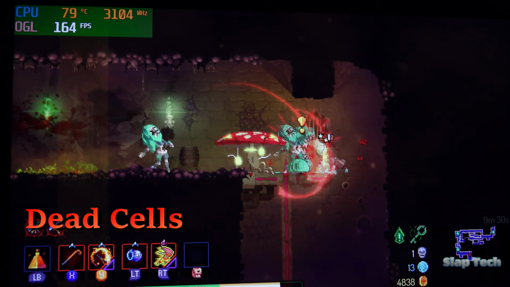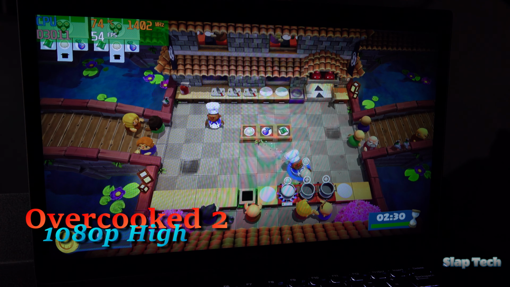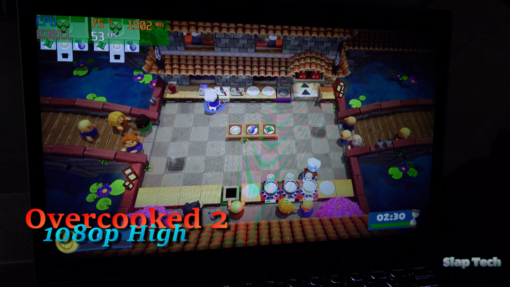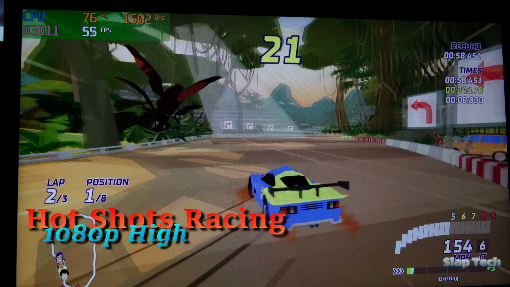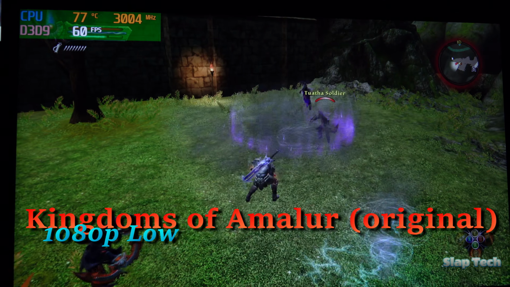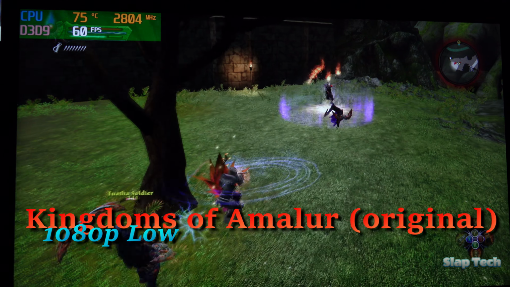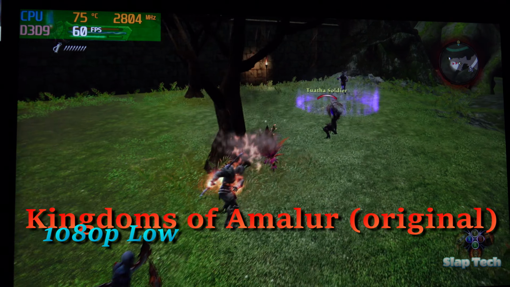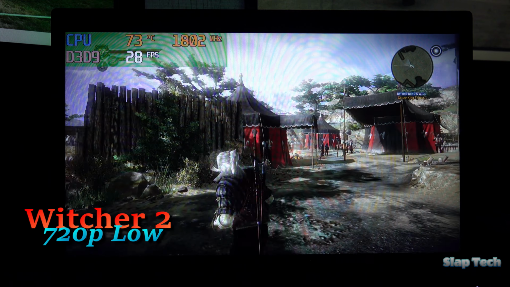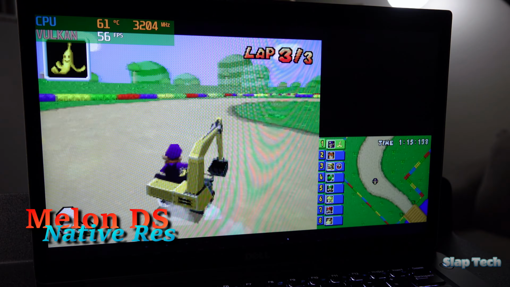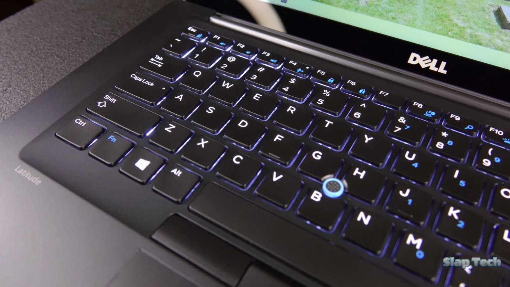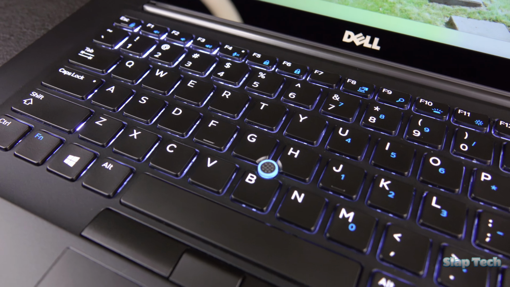Dead Cells runs perfectly fine, Overcooked 2 is very playable in low details, and anything else with simple shapes and low polygon counts will perform adequately with generous sacrifices like Hotshots Racing. Older titles like Kingdoms of Amalur are also enjoyable in 720p low details. More complicated, graphically intense games like Witcher 2 are anyone's gamble, but most of your emulators will run just fine up to Melon DS. For the bottom line, which one is better, the 5480 or 7480?